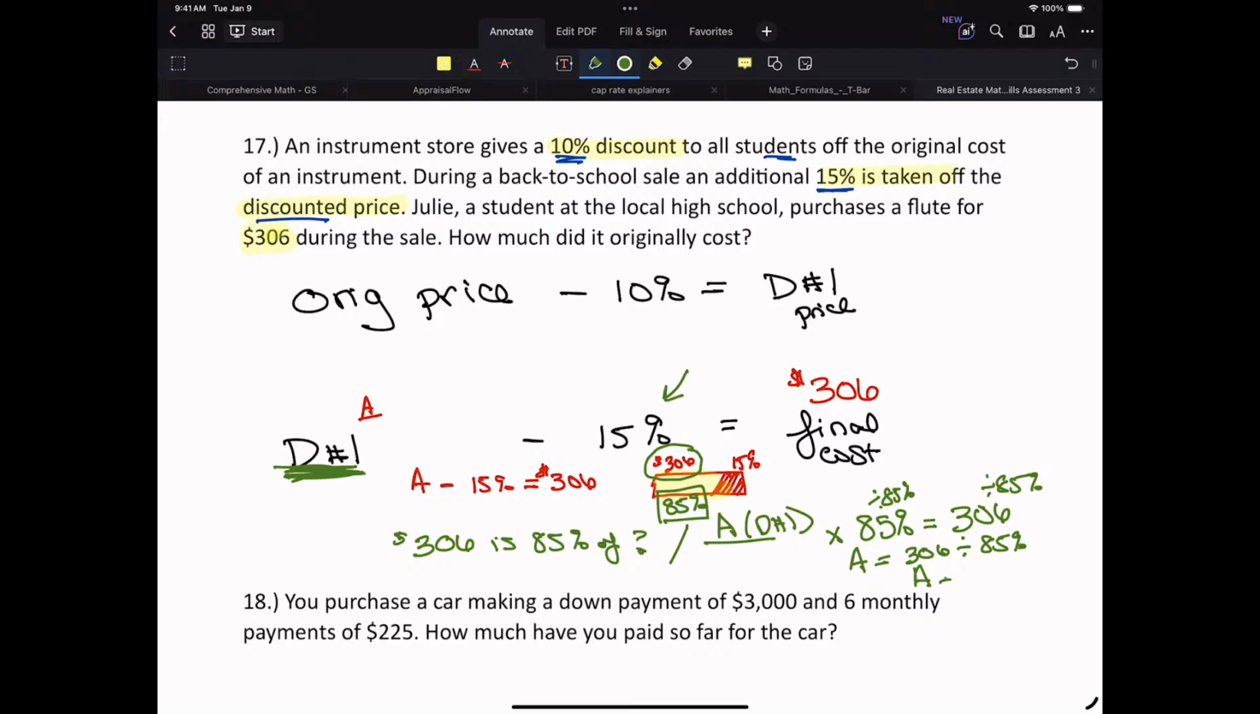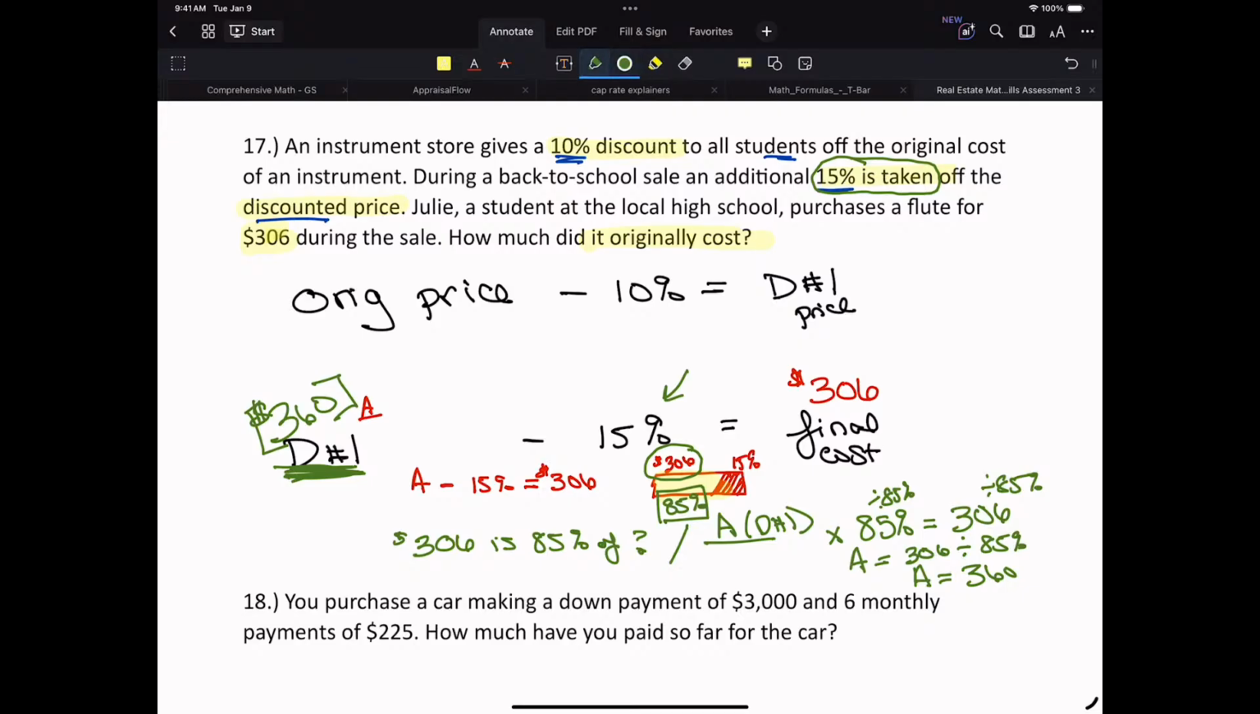360. Woohoo! If there was not this additional 15% off, the discounted price would have been $360. But because they had this additional sale, you only paid $306. Love it. Great. Unfortunately, that's not what they're asking us. They're asking how much did it originally cost. I know what it cost after the first discount. So let's keep on going.